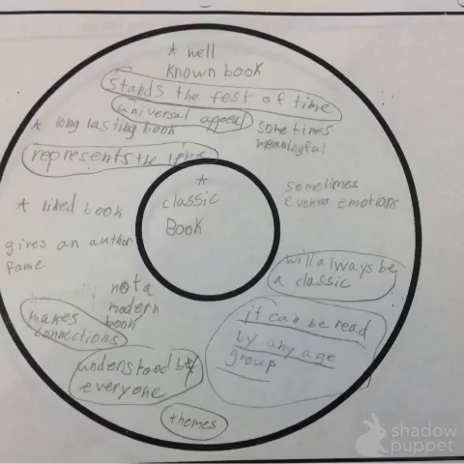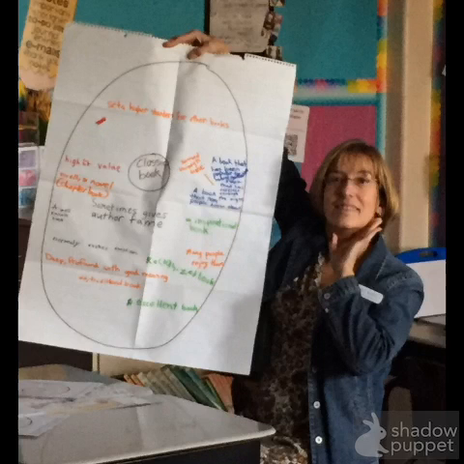This is a circle map that was used in a small group to help them come up with an answer to the question, what is a classic book? Then each group was given a different color marker, and they added details to the class circle map to help us come up with a class response to the same question, what is a classic book?